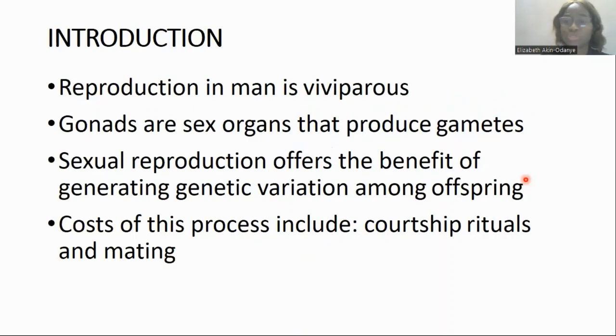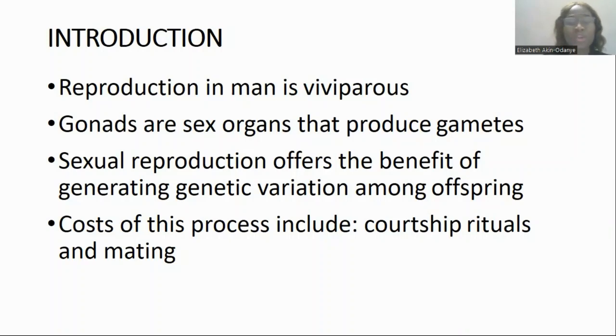But by way of introduction, it's important to state that reproduction in man is viviparous. What this means is that human reproduction employs internal fertilization that results in giving birth to living young ones, that is, the living young ones that develop from fertilized eggs. And so this process depends on the combined actions and activities of hormones, the nervous system, and the reproductive system itself.